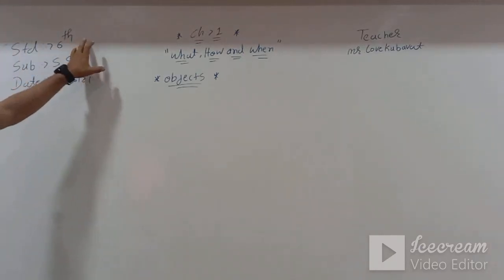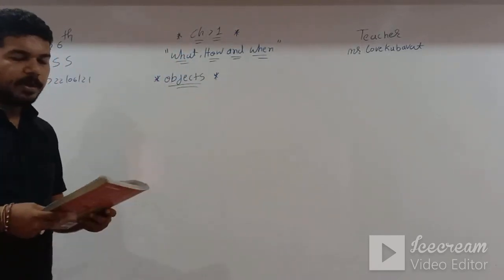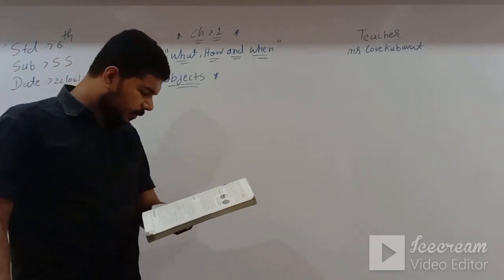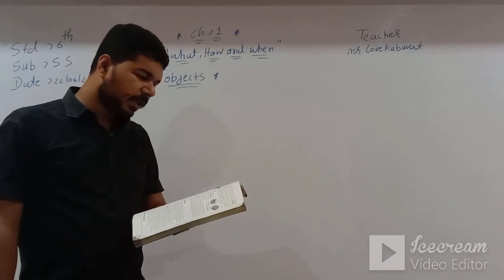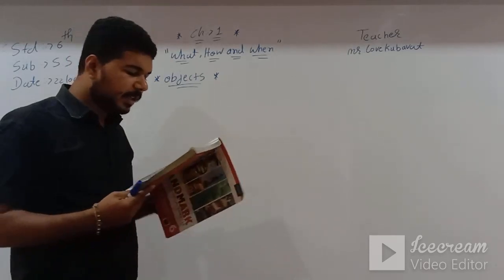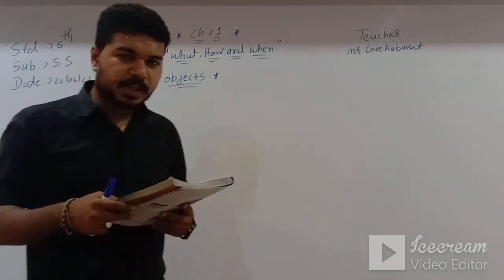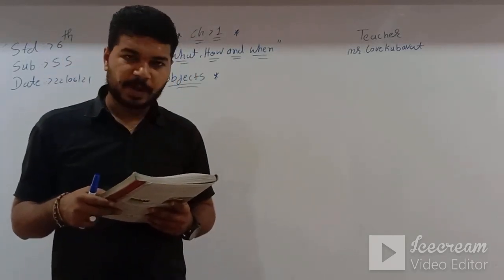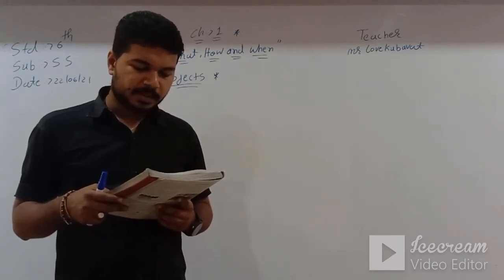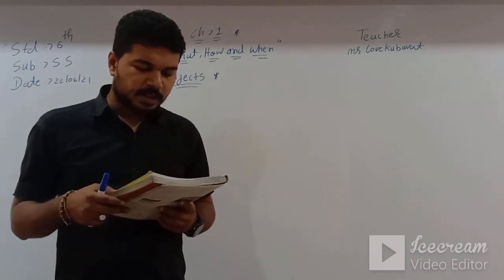Today, Standard 6 subject SS, chapter number 1, what, how and when. In the previous video we discussed the sources of history in archaeological sources and monuments. Today our topic is objects. Objects include tools, weapons, pottery, ornaments, shells, paintings and coins that are found during excavation.